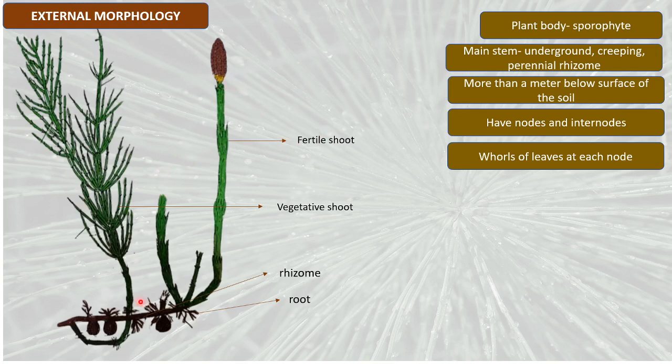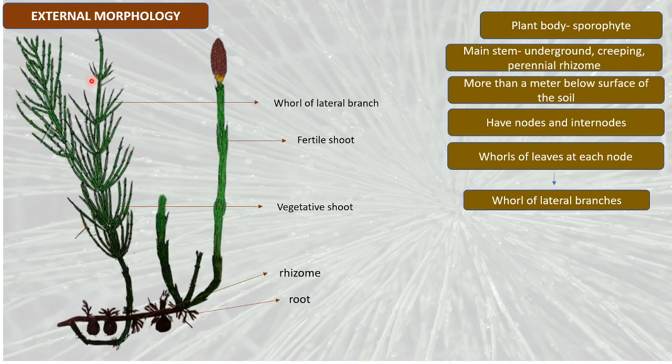Now this rhizome as well as the shoot have nodes and internodes. Internodes and nodes are present both in the rhizome and also in the aerial shoot, right? And also whorls of leaves are present at each node. So even in the rhizome there are whorls of leaves, and also in the aerial shoot there are leaves present. But these that you see are actually not leaves. We will understand this right now.